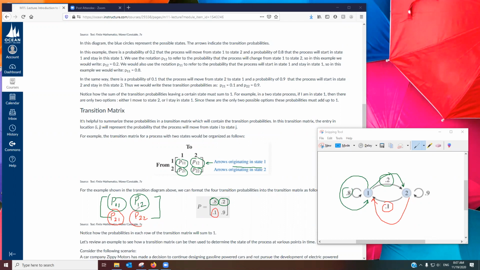Finally, P sub 22, that's the probability you start in state 2 and stay in state 2. Well, that is this 0.9 number. So that's why this is 0.9. Okay? And you might notice when you add up these probabilities, each row, the probabilities should add to 1. Right? So when you add across the rows, the numbers should add up to 1.